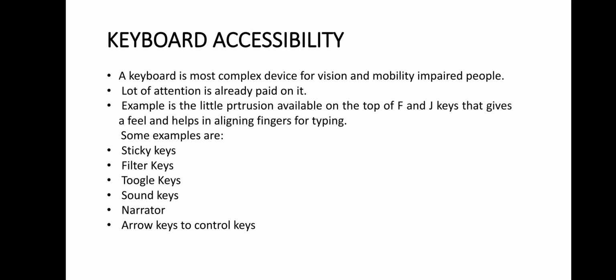An example is the little protrusion available on the top of the F and J keys that gives a feel and helps in aligning fingers for typing for physically disabled people. Basically, this protrusion is a kind of projection which helps physically disabled people. That means the option that a physically disabled person wants to use will be zoomed. Some more examples are sticky keys, filter keys, toggle keys, sound keys, arrow keys.